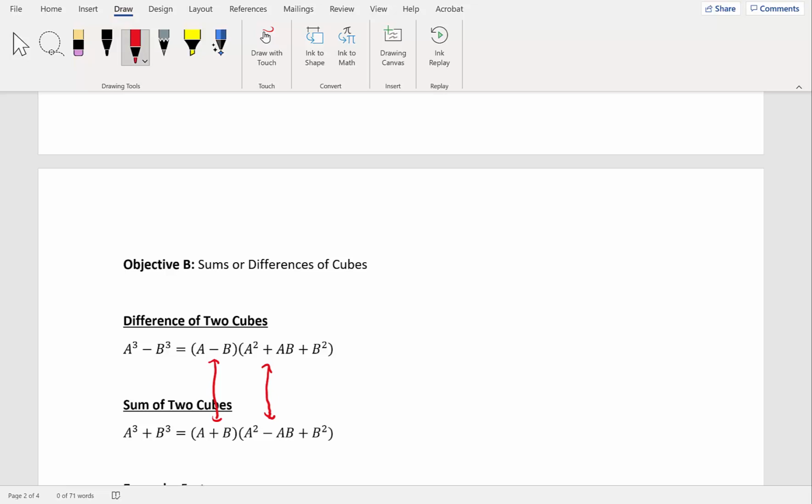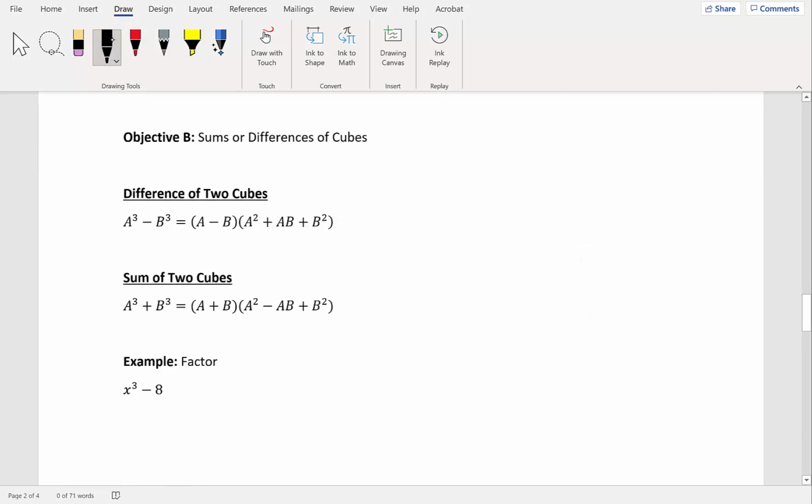Your main goal is to rewrite it so it is a term cubed plus another term cubed, or a term cubed minus another term cubed, and then you use the formula to factor it. Let's take a look at an example. We want to factor x to the third minus 8. Okay. So you might think, why isn't this a difference of two squares?